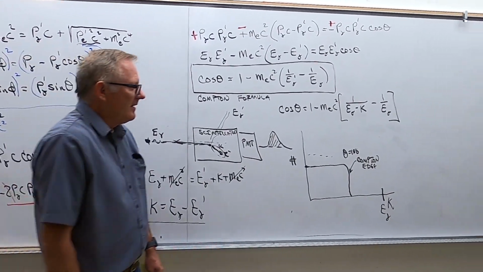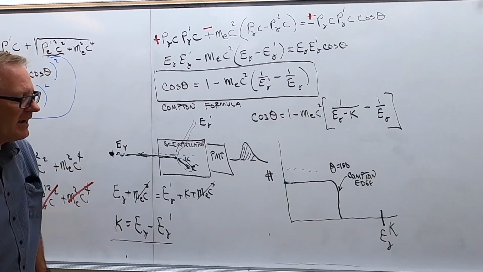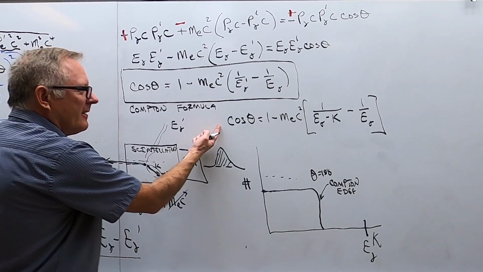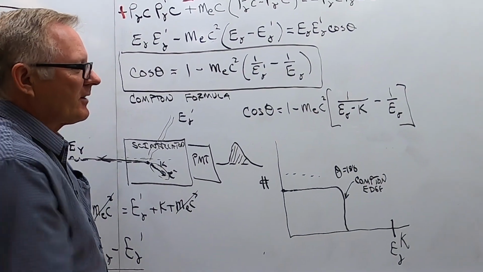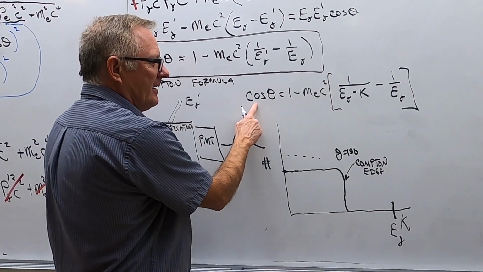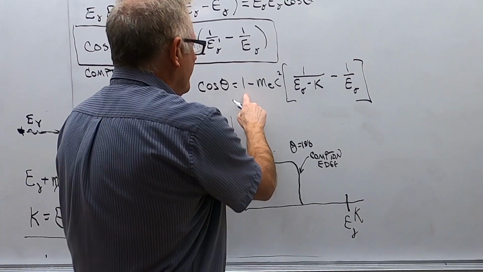Okay, so you would get a spectrum that looks something like this. It drops back down. And we could figure out where that edge is, because we just have to come back to here and plug in 180 degrees and solve for K. So if you plug in 180 degrees, then the cosine is just minus 1. So you get minus 1 equals 1.